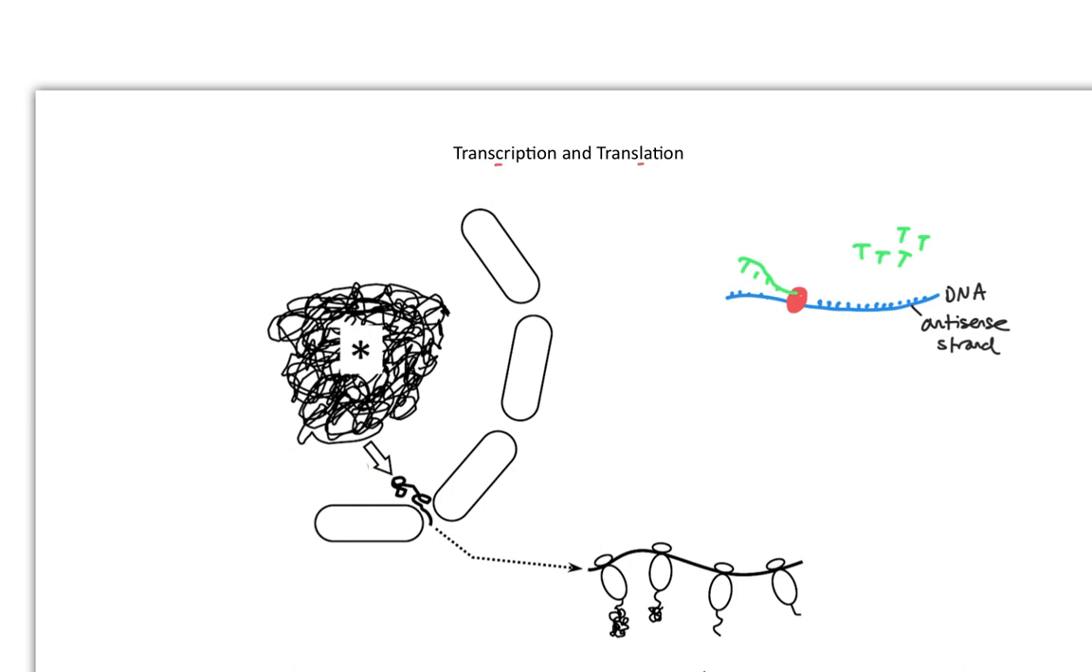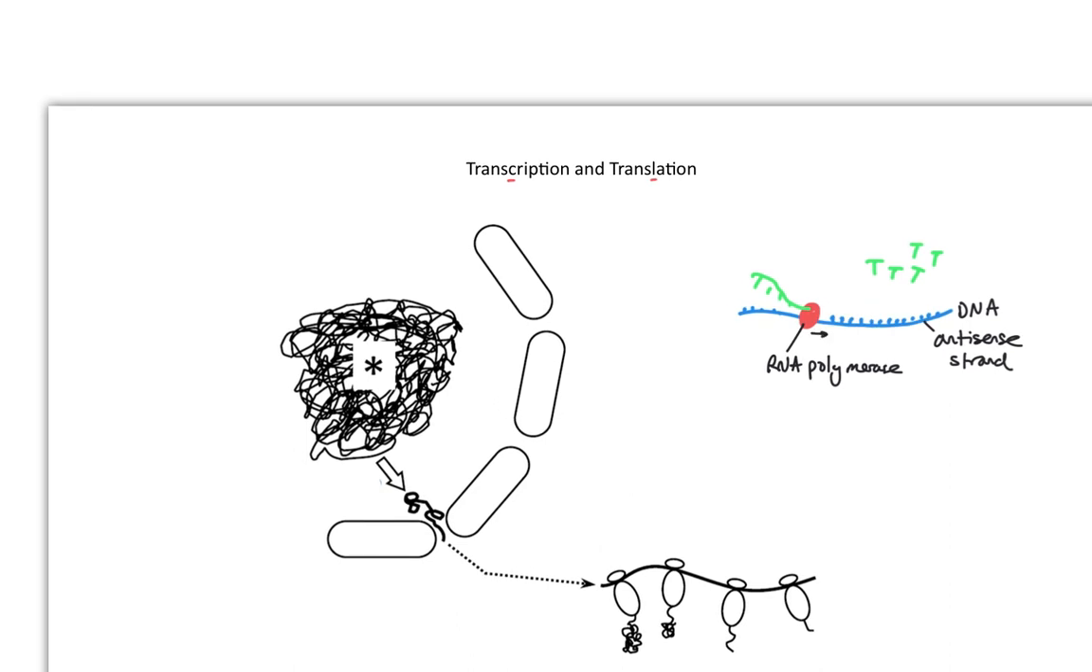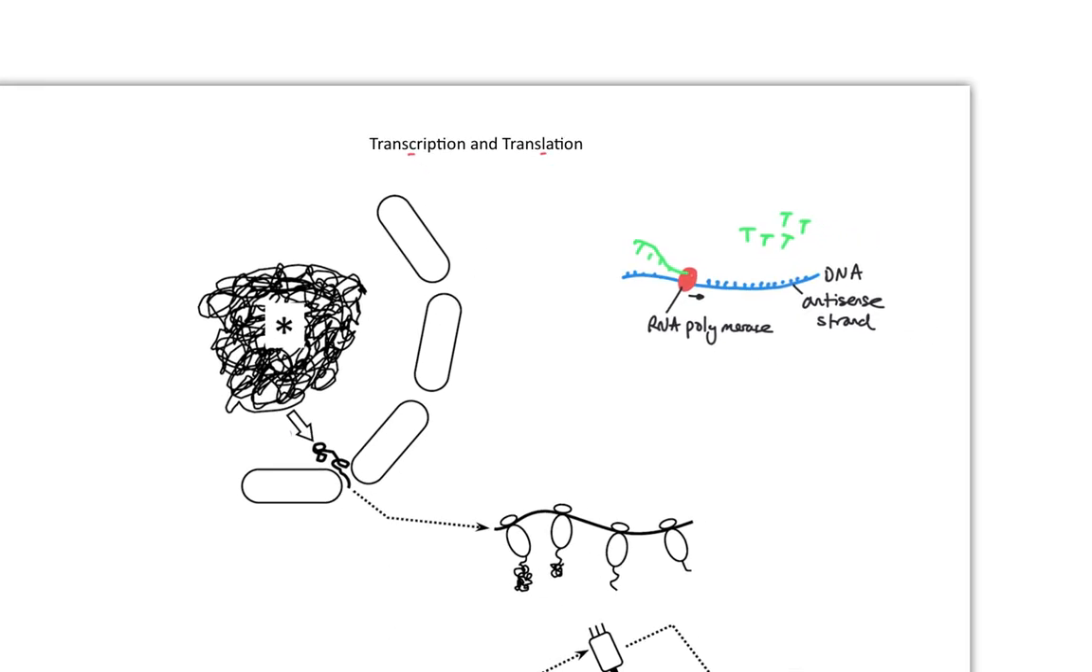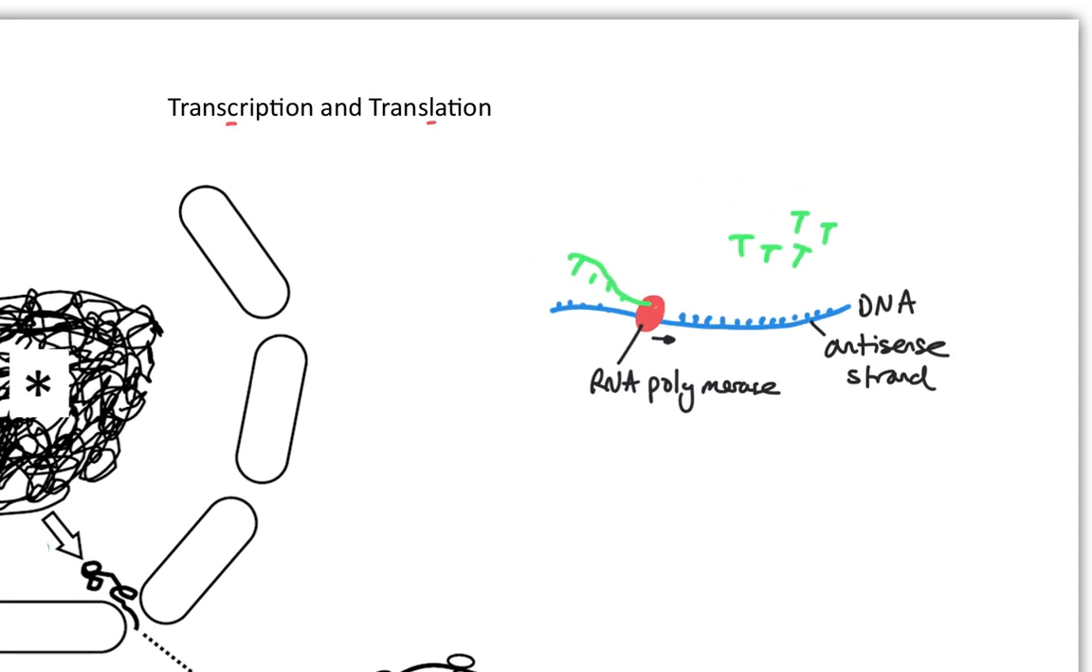This red blob, which is the enzyme RNA polymerase, has a helicase portion to it. So as it moves along this antisense strand, it breaks the hydrogen bonds between the two strands to open up a little segment of it so that it can expose the bases. As RNA polymerase moves along, the DNA will spontaneously reform behind it. But I'm not showing that just for speed.